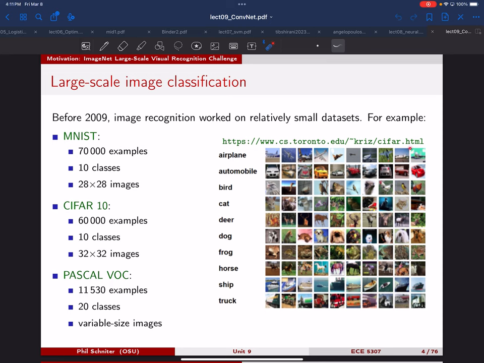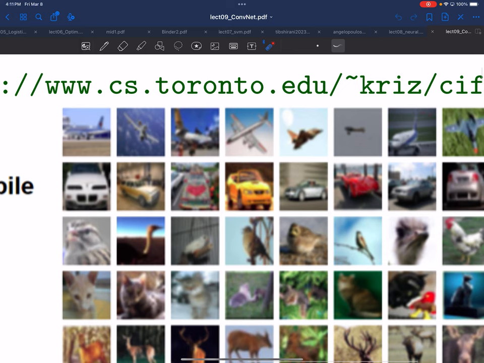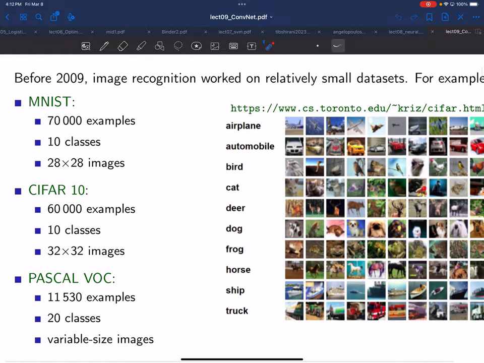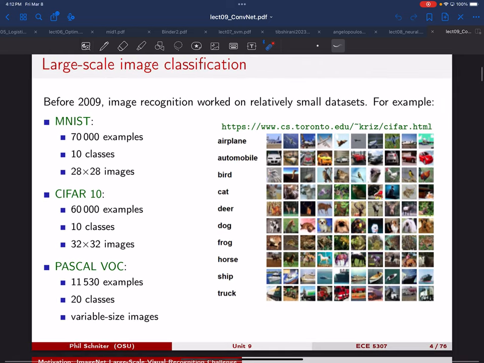And here is a picture of some examples from CIFAR. There's 10 classes, and you can see the images are not very high resolution. They're just barely enough resolution to make out what is in the class. But that's a really popular data set to play around with. And there were some other data sets like Pascal VOC. The images were a little bit bigger, but there were fewer examples, and so on.